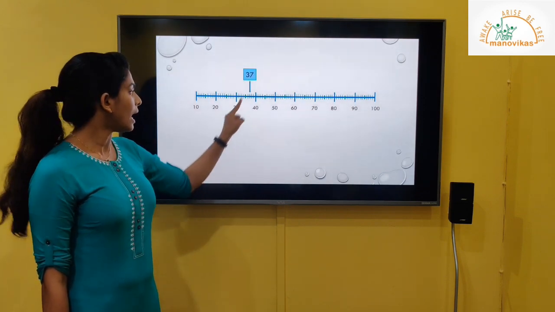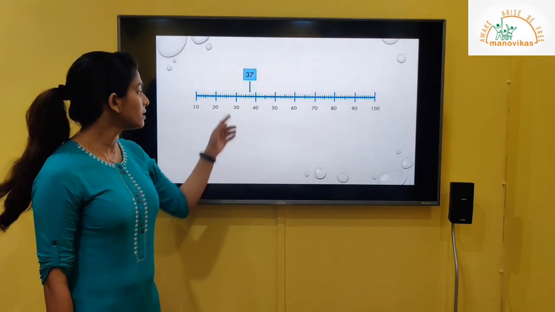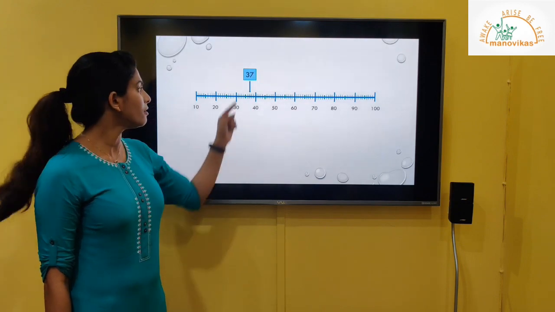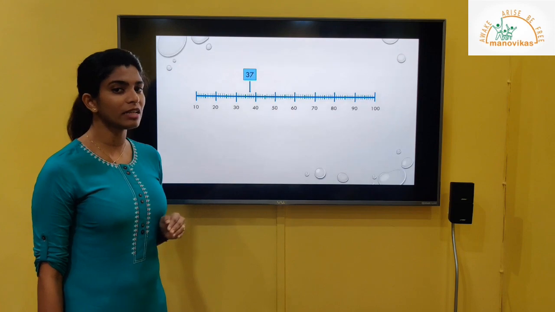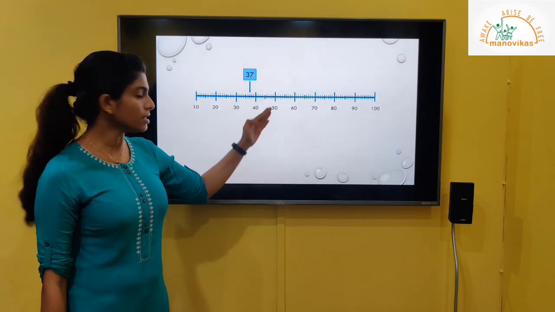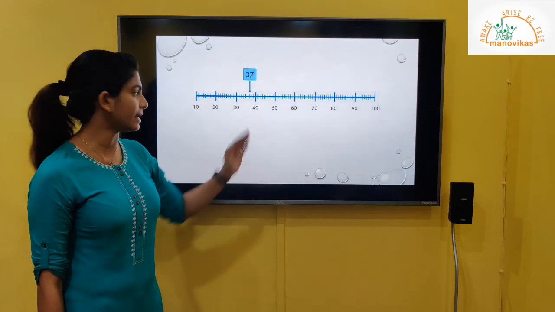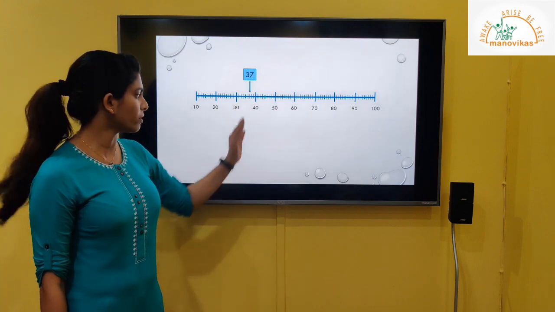We'll see another example. 37. I have marked 37 here. Now tell me which number is near, 30 or 40? All the numbers which are 5 or more, where will they round to? To the nearest 10. That is, here the number 40 is near to 37. So we round to 40.